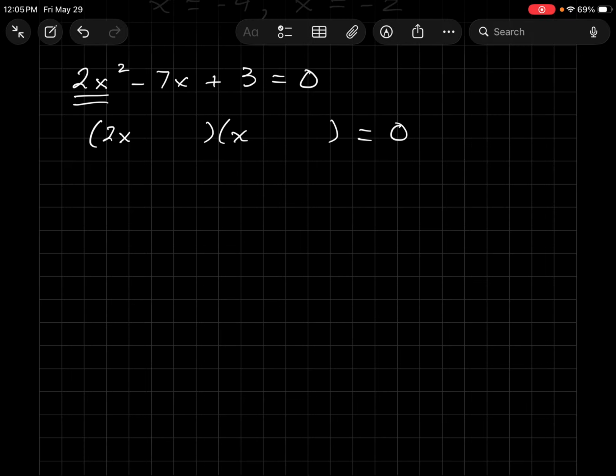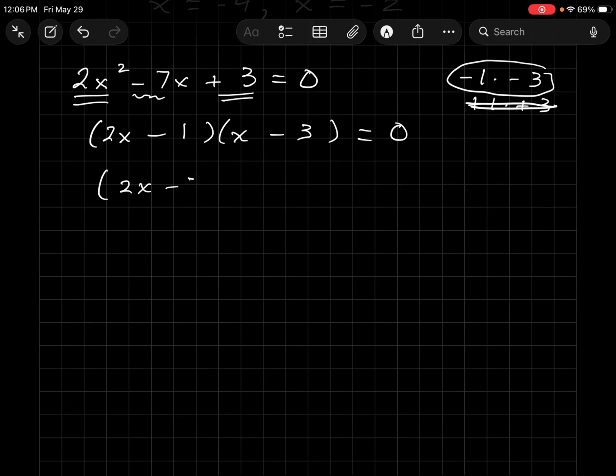I'm going to multiply to positive 3, so it's either really negative 1 times negative 3 or positive 1 times positive 3. Since I need to add to a negative value, it must be the negative times negative. So I have a choice. It's either 2x minus 1 and x minus 3, or 2x minus 3 and x minus 1.